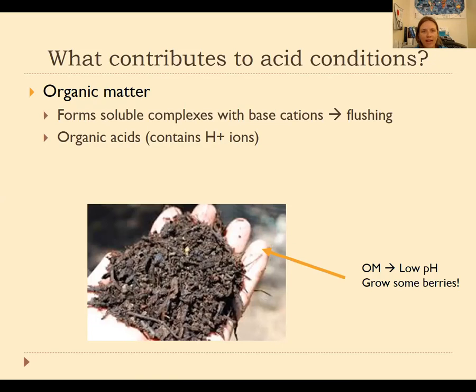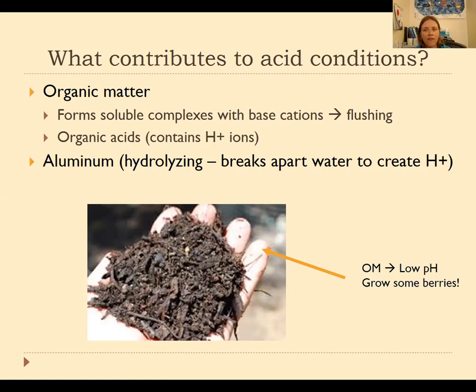The other thing about organic matter is it forms different kinds of soluble complexes with base cations. Basically, that means it bonds to things like the calcium and the magnesium in the soil, and those cations are no longer grabbing onto the soil colloids, but instead they're grabbing onto the organic matter and then potentially getting flushed or washed out of the soil. So that's another thing that can leave behind a more acidic condition.